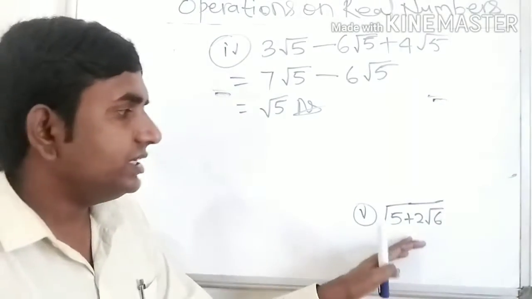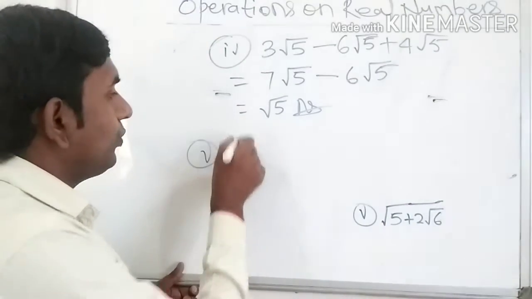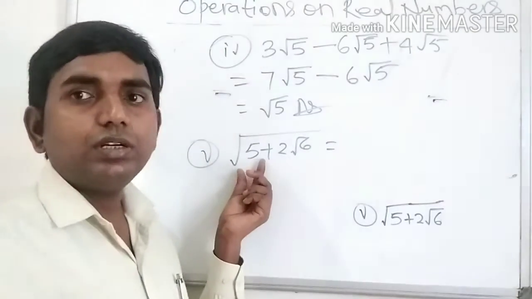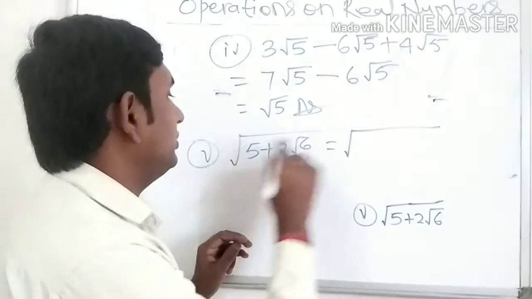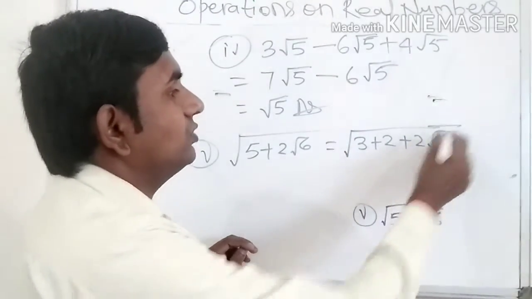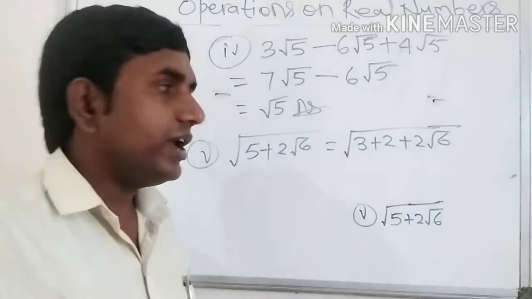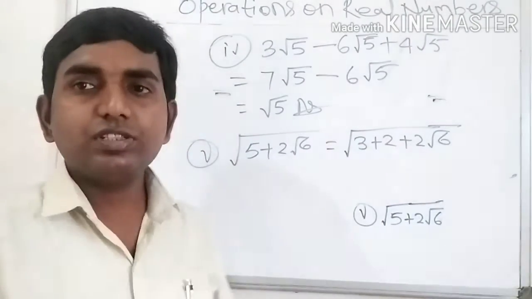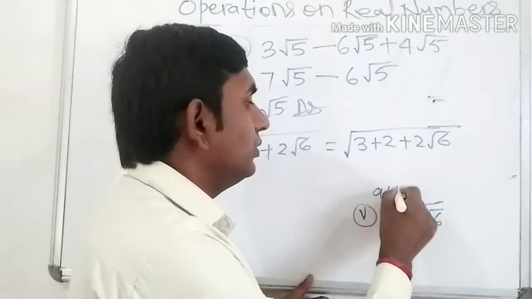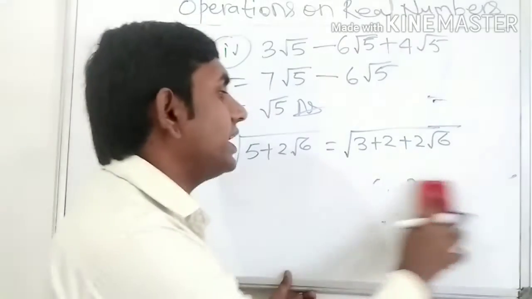Now in question number 5, we have to evaluate it because all these things are given under root. Here we have 5 plus 2 under root 6. Now we have to write this 5 in the form 3 plus 2, and plus 2 under root 6. After adding 3 plus 2 we get 5. Why do we write it in this form? Because we want to convert it into the form of a plus b whole square. We want to convert it into this form, so we have to write it this way.